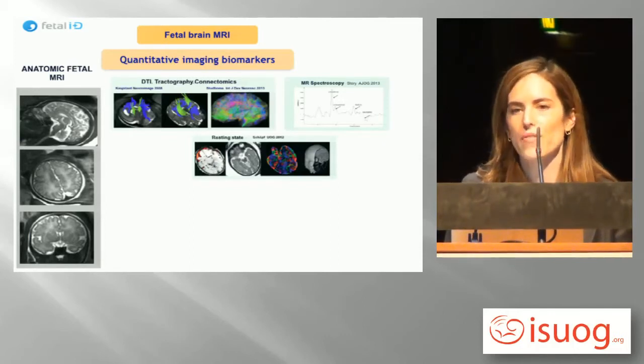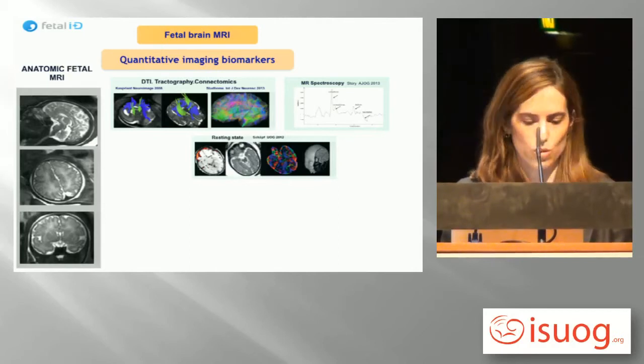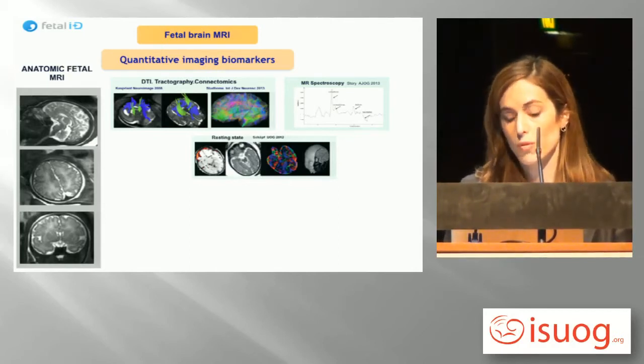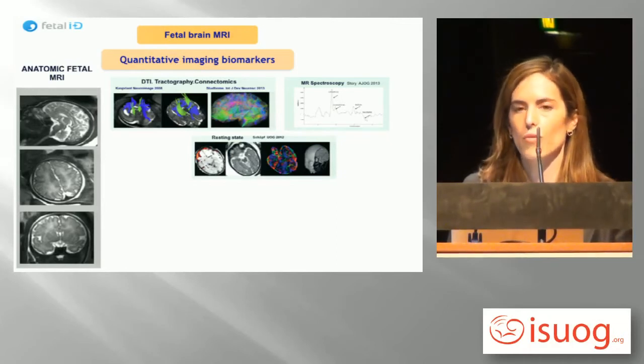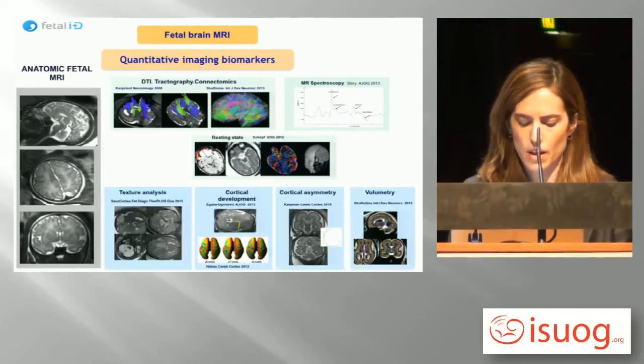How can we quantify this information? We quantify this information either by using additional sequences, such as we just heard from Dr. Breyer, as diffusion tensor imaging techniques. We can also use spectroscopy techniques to assess metabolism. We can also use resting state. All these are in the stage, most of these are actually in the stage of research, but we believe that in the future it will be implemented in the clinical practice.